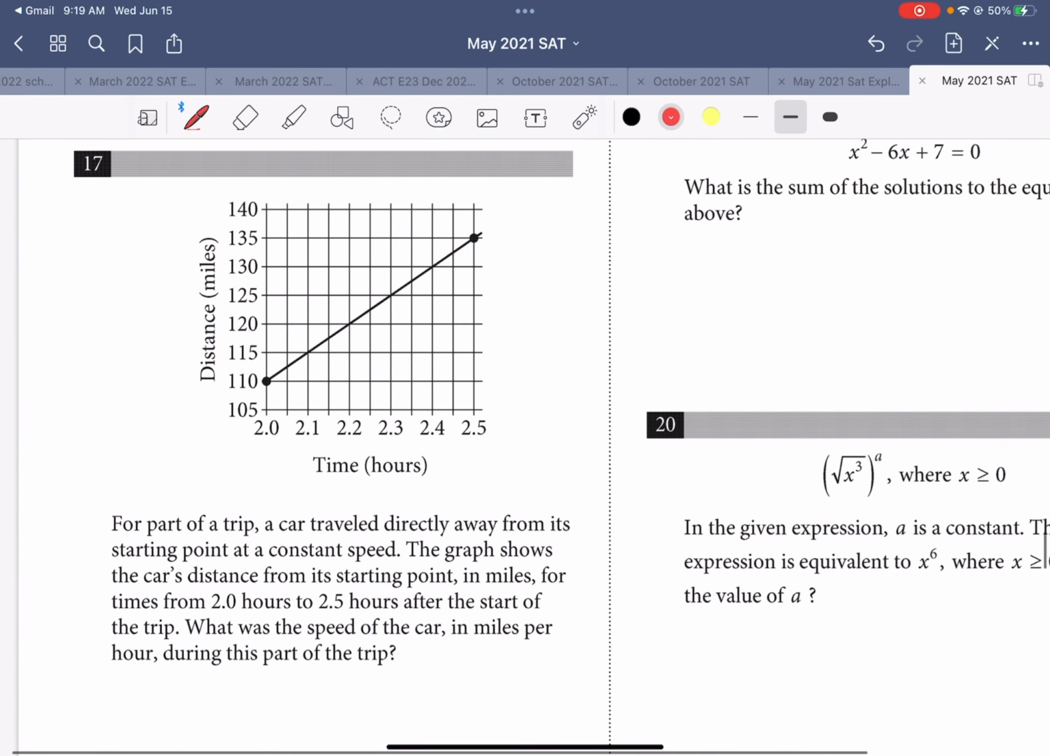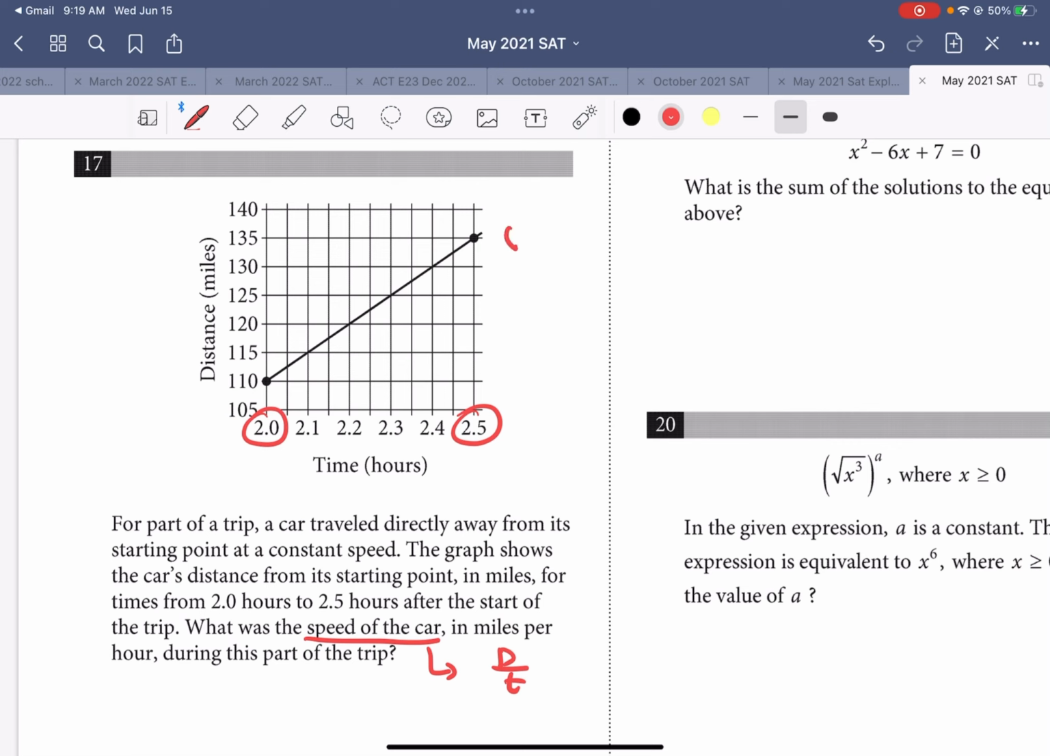Number 17. For part of a trip, a car travels directly away from its starting point at a constant speed. The graph shows the car's distance from its starting point in miles for times from 2 hours to 2.5 hours after the start of the trip. What was the speed of the car in miles per hour during this part of the trip? So they ask you for the slope. Slope is speed. Speed is distance divided by time. That's why it's a slope.